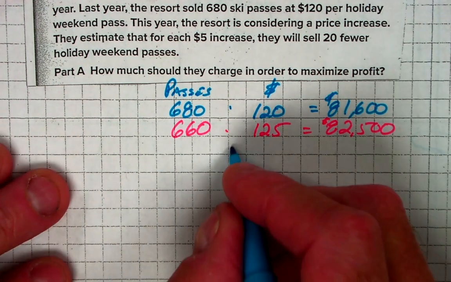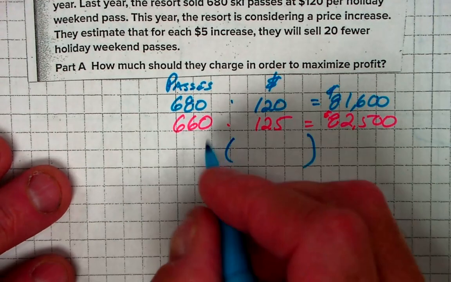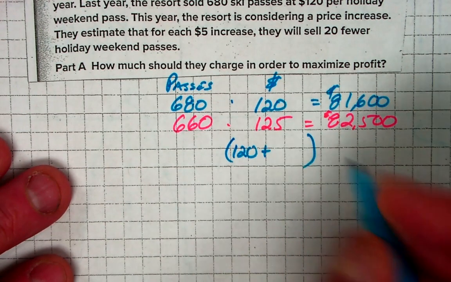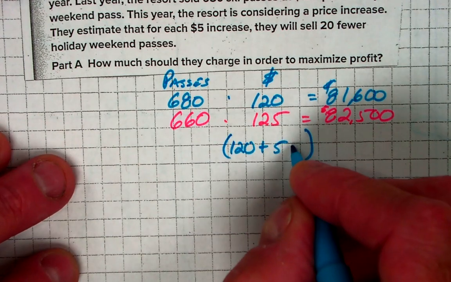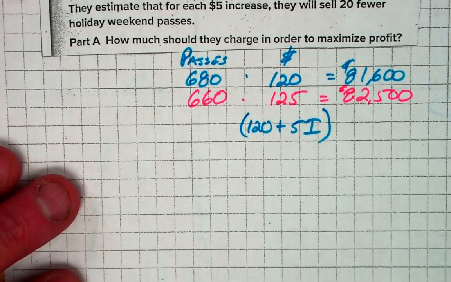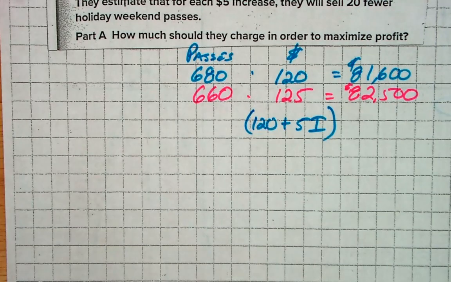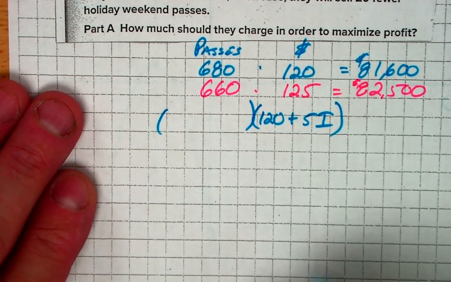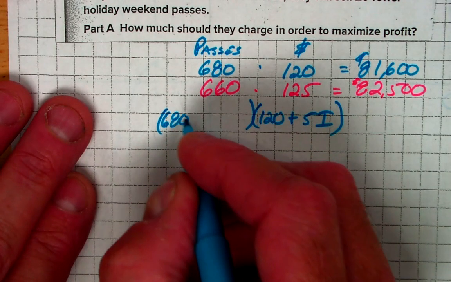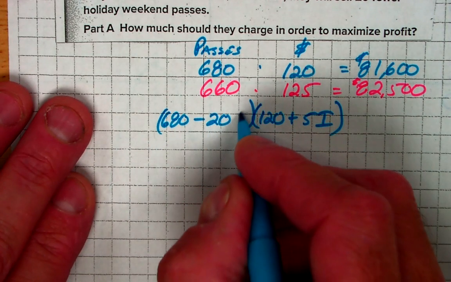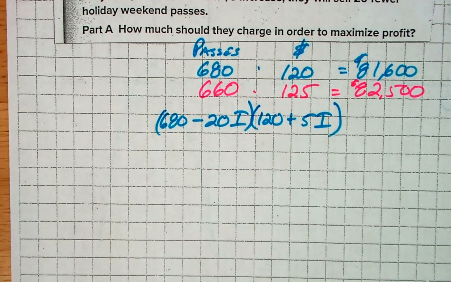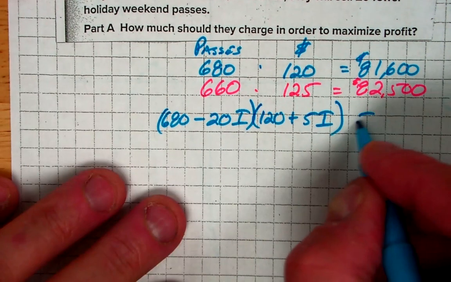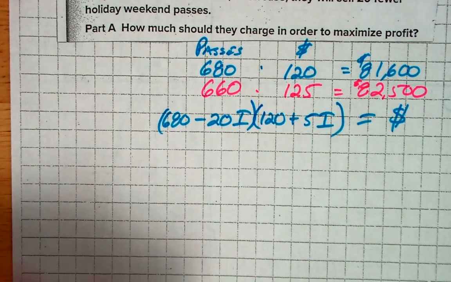So here we go. Our price was $120, and I'm going to raise it $5 for every increase. That is a new way to express its price in terms of I, the number of increases. Okay? What's going to be the number of passes then? How would I write that? 680, help me out. Minus 20 for every increase in price. And that's going to be their amount of money they brought in.